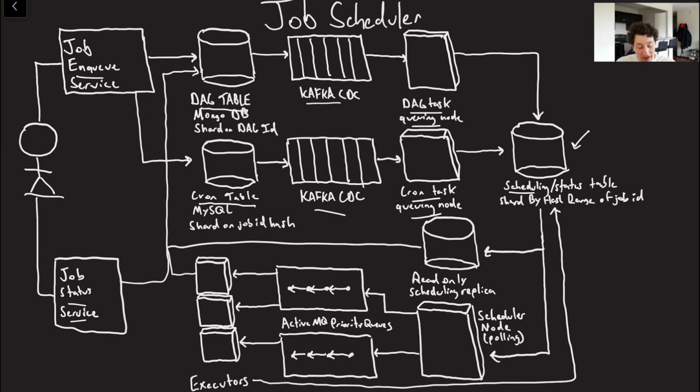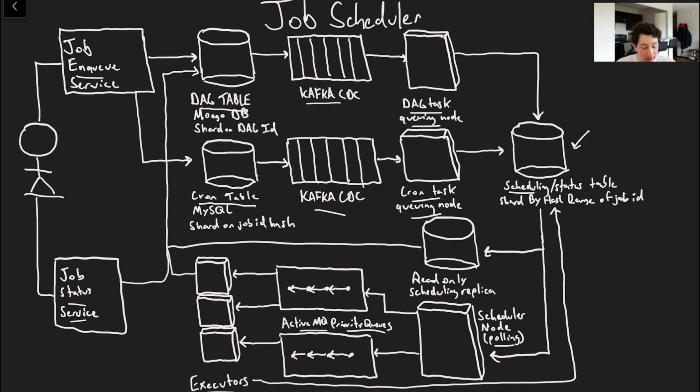Great. So from the scheduling table, once we have all of those tasks enqueued, we know that we're running them on some sort of interval by having some sort of schedule node polling the table, running that query, and then putting them in our ActiveMQ priority queues for executors to actually run those jobs.